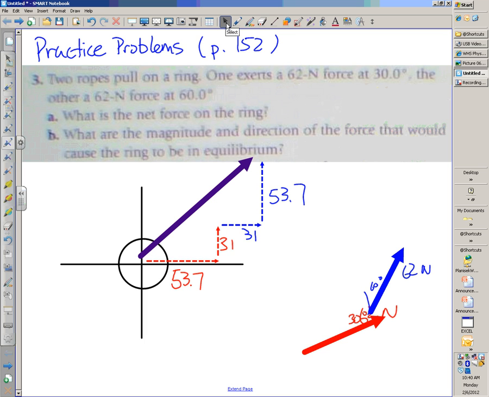So if we rearrange a couple of things, I'm going to bring this blue one down here and take the 31 with it. Bring this red one over here, take the 31 with it. If you remember your geometry stuff, we're going to be in business here.